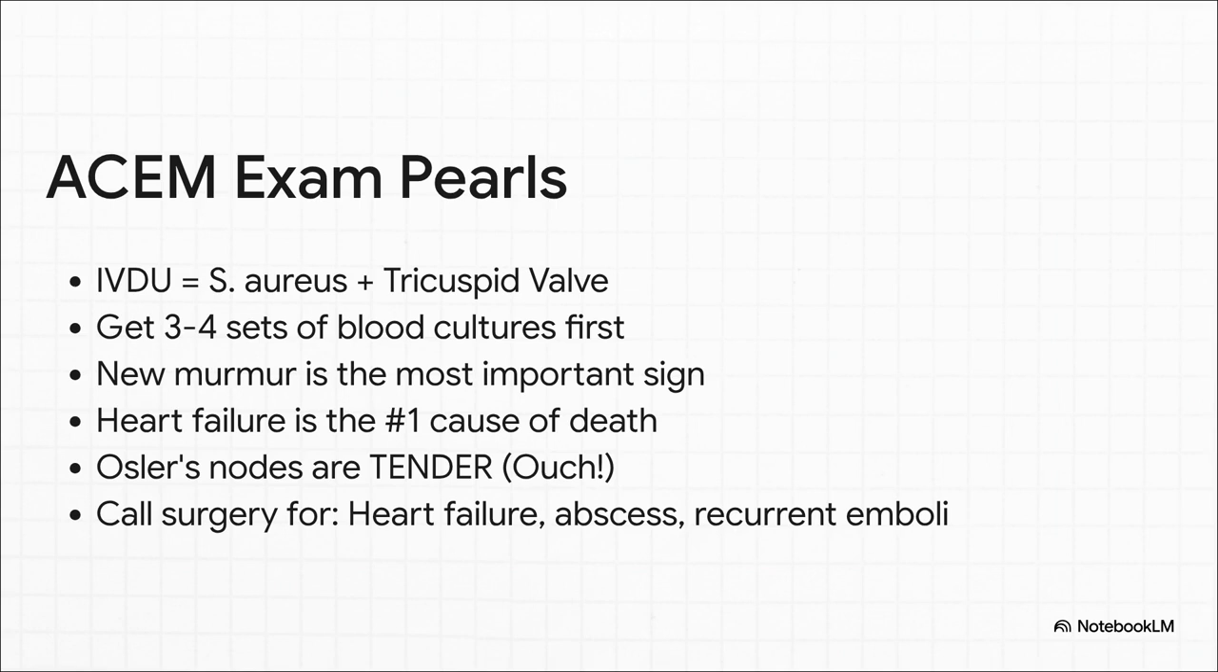Okay, let's hammer home the key takeaways, the stuff you absolutely have to remember. IVDU, think Staph aureus and the tricuspid valve. Always get 3 to 4 sets of blood cultures before antibiotics. That new murmur is your single most important sign. Heart failure is the biggest killer. Osler's nodes are tender. And know when to pick up the phone and call the surgeons: heart failure, an abscess, or if they keep throwing clots.